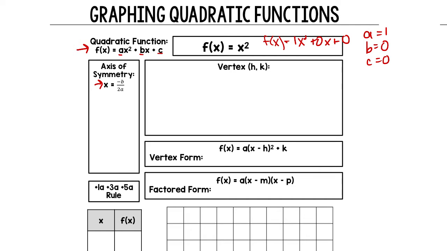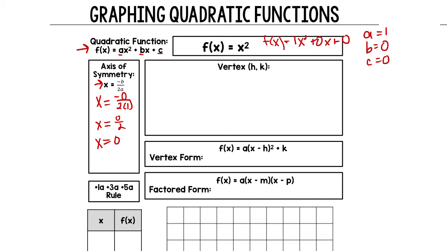So our axis of symmetry, x equals negative b, well, that's a negative 0 over 2 times 1. Well, 0 divided by anything, in this case 2, is 0. So x equals 0. And that's our axis of symmetry.